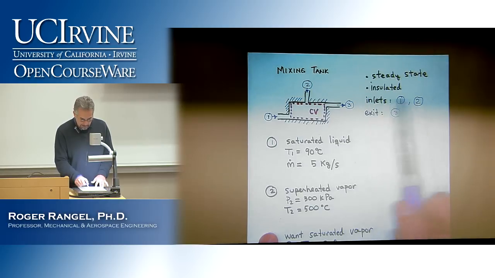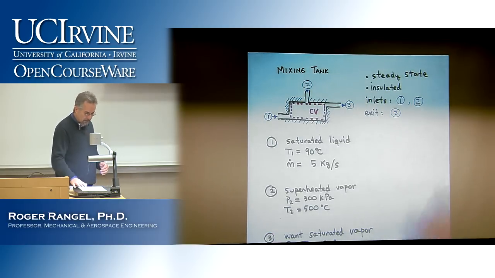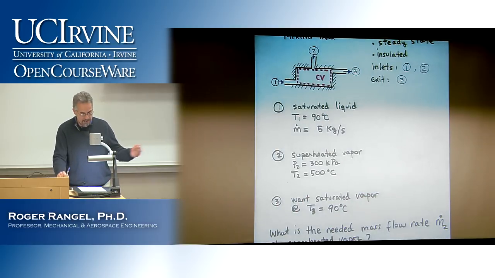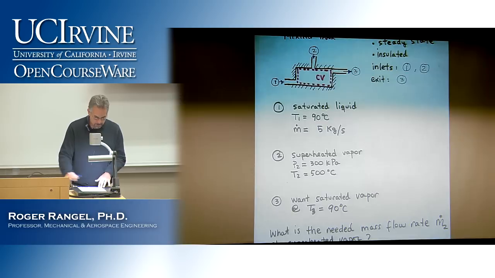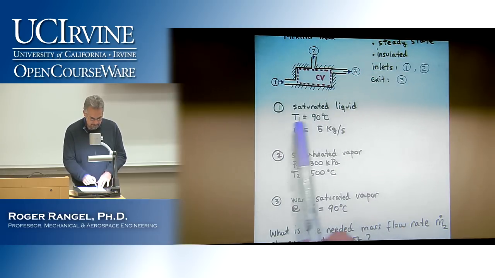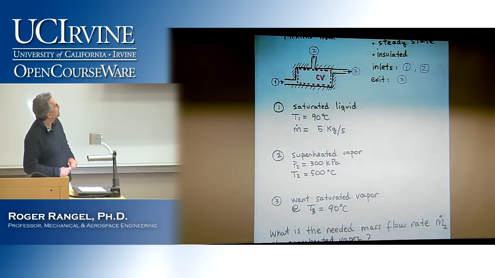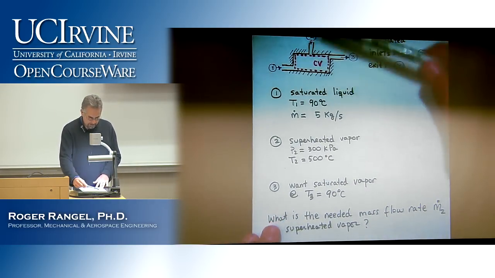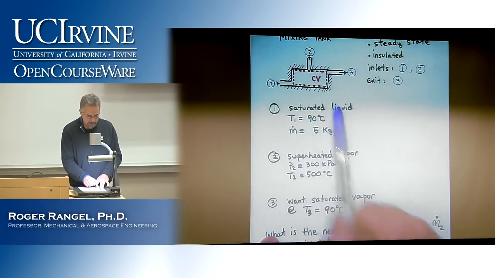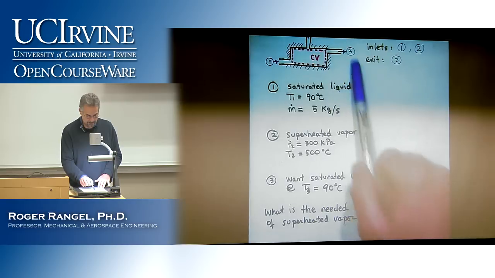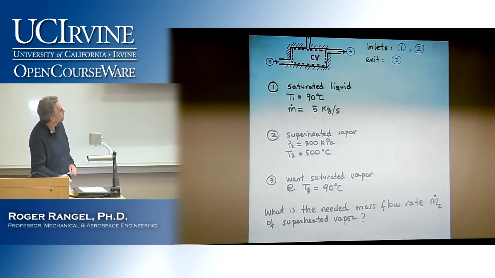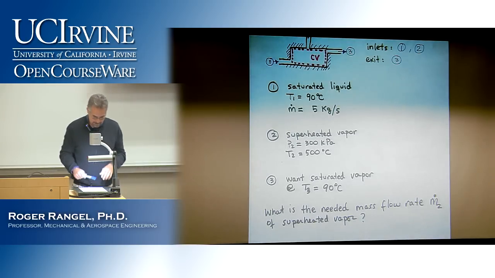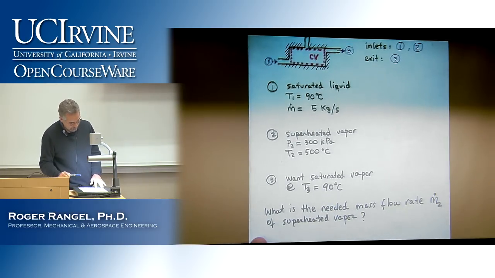It has the two inlets that I mentioned, 1 and 2, and an outlet 3. Then we're given the conditions of the inlets and the outlet. At inlet 1, saturated liquid water is coming in at 90 degrees Celsius and a mass flow rate of 5 kilograms per second. The purpose of the tank is to take this saturated liquid and deliver it at 3 as saturated vapor at the same temperature, 90 degrees Celsius.